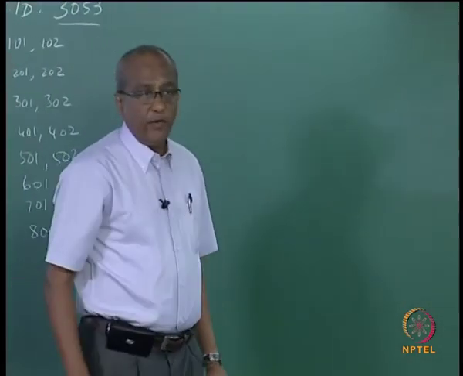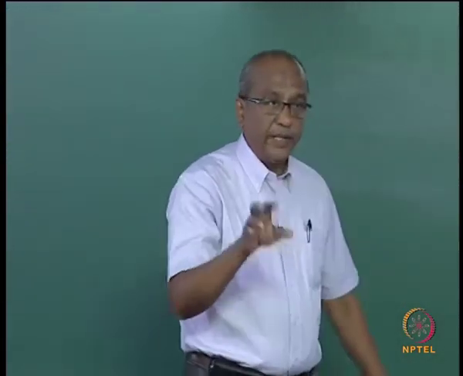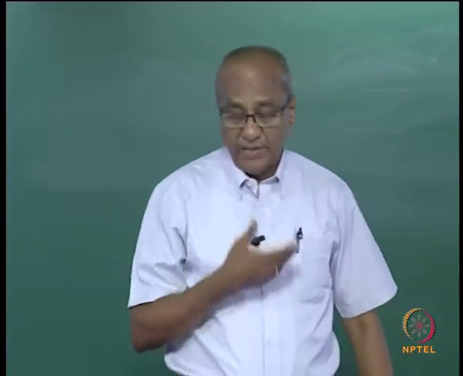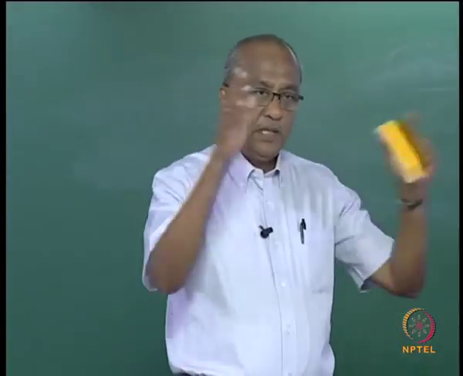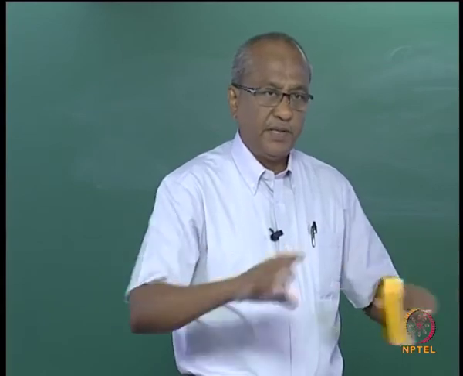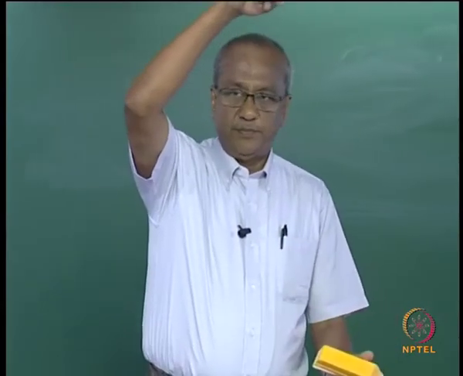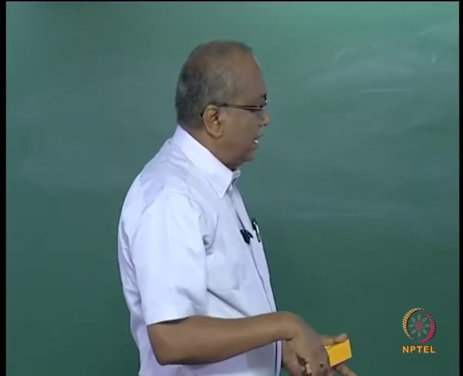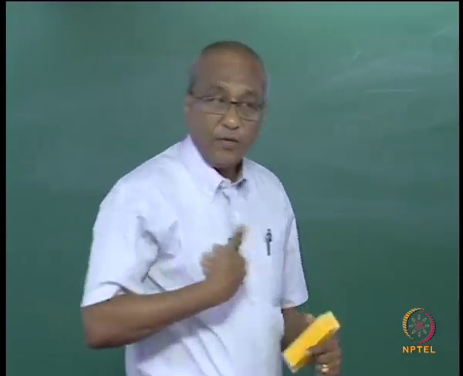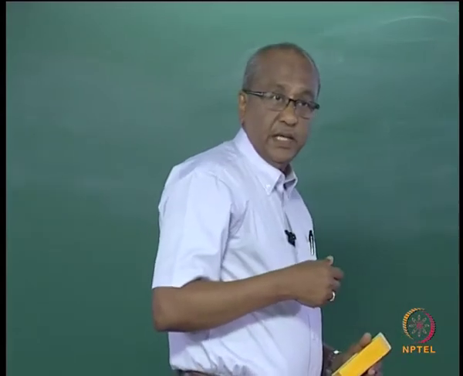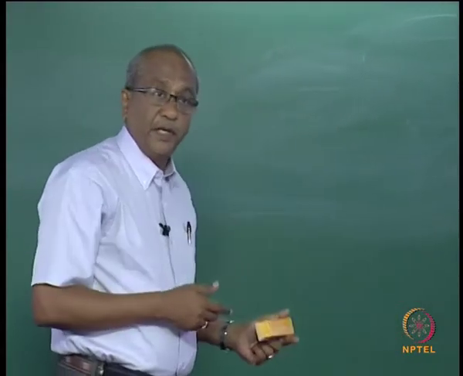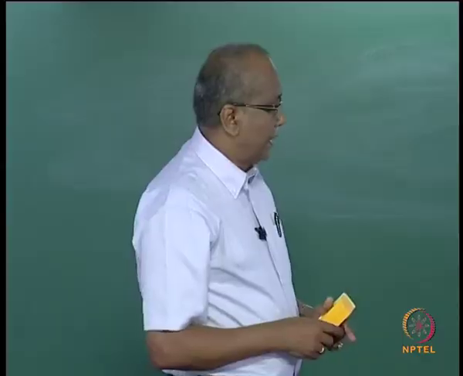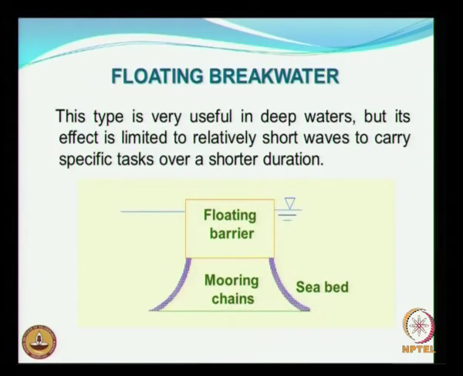Then comes the floating breakwater. Floating breakwater usually has a floating barrier. The concept is the same as the earlier case, wherein you have a horizontal plate, but this is now extended. It's something like a floating barrier. So it can be used for floating bridges, etc., and also for mooring, for berthing of small craft vessels. So the whole thing can be used for berthing of vessels on the lee side of the breakwater.